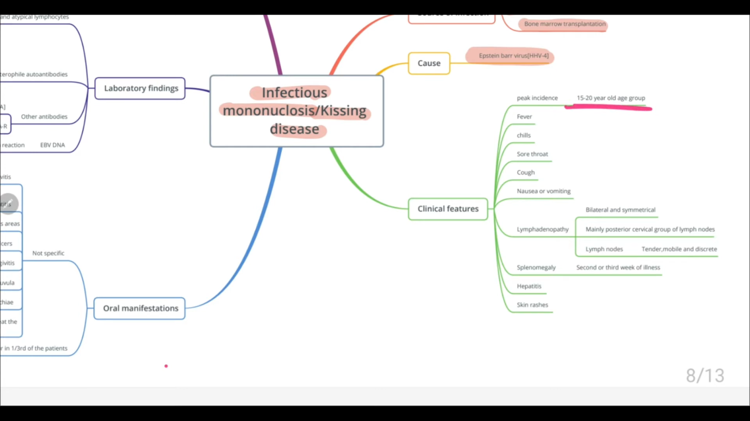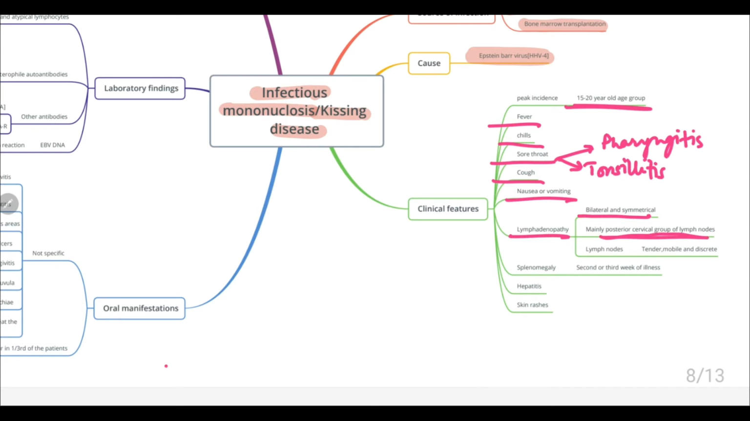The common clinical features that are seen are fever, chills, sore throat, cough. Now why is there sore throat? It is because of pharyngitis and tonsillitis. So if you remember the pathogenesis, this becomes very easy. We also see nausea and vomiting. We also see lymphadenopathy. Lymphadenopathy is bilateral and symmetrical and it mainly involves the posterior cervical group of lymph nodes. Now why is that?